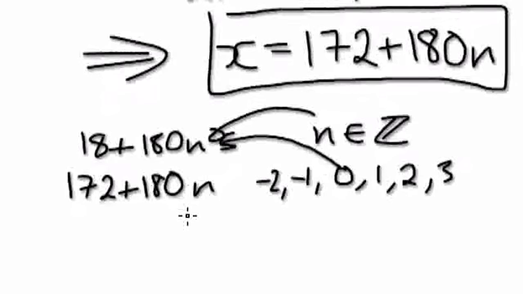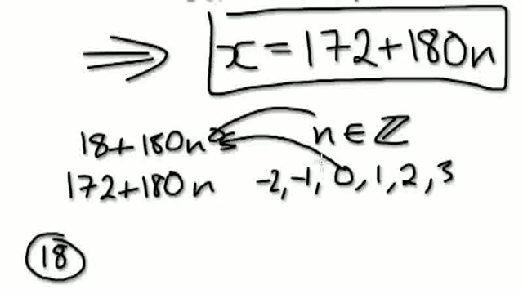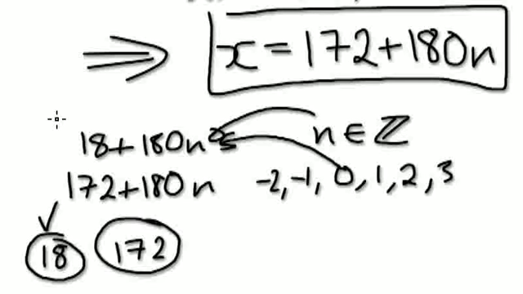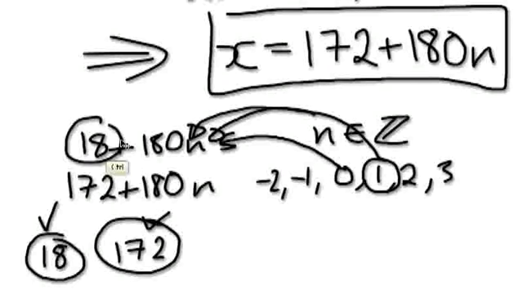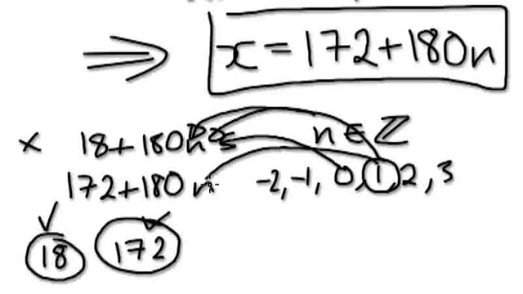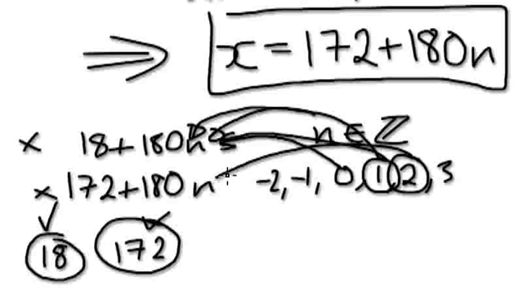When we put 0 into the first, our solution would be 18. If we put 0 into the second, 180 times 0 would be 0, so the second solution is 172. You see, this is in the range between negative 180 and positive 180, so this is good. Now let's put 1 in. This will be 180 plus 18, which is beyond our range, so no good. Putting 1 into the second is 180 plus 172, also beyond our range. Putting in 2 will be even bigger, so these are no good.